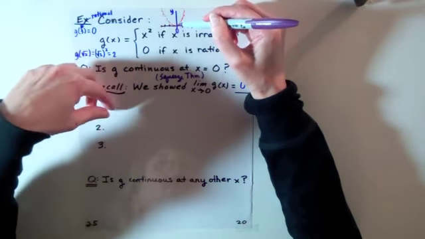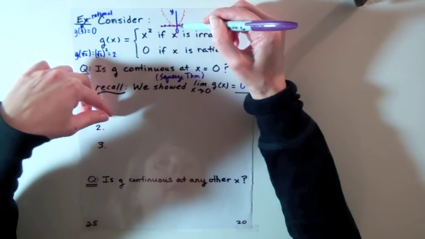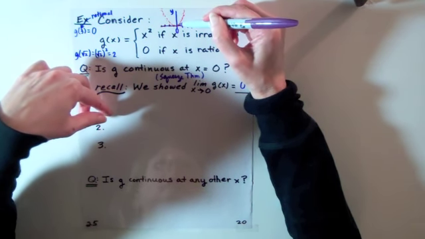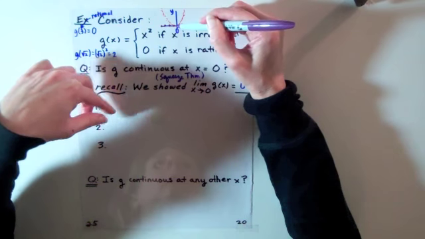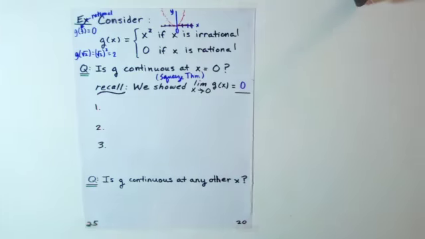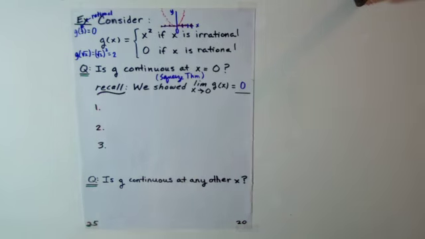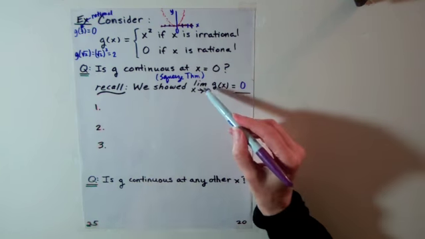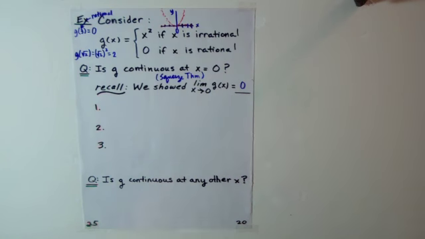The outputs, although they keep jumping back and forth between the x-axis and this parabola, do sort of settle down and get closer and closer to the number 0 as we approach 0 from either the right side or the left side. So that's what we did at the end of the last video discussing this particular function. We found that the limit as x approaches 0 of g of x was equal to 0. We used the squeeze theorem. It took a bit of work to prove that that limit was equal to 0.